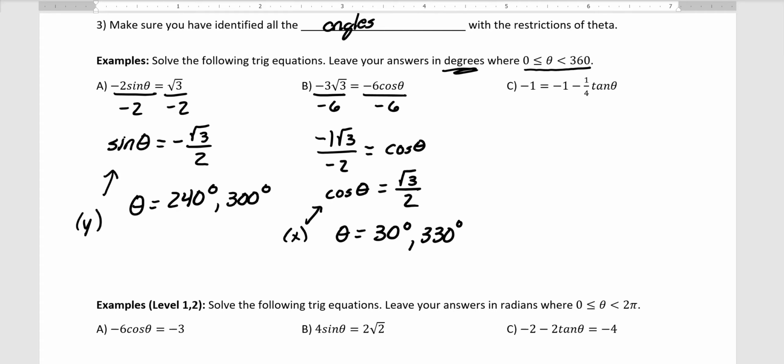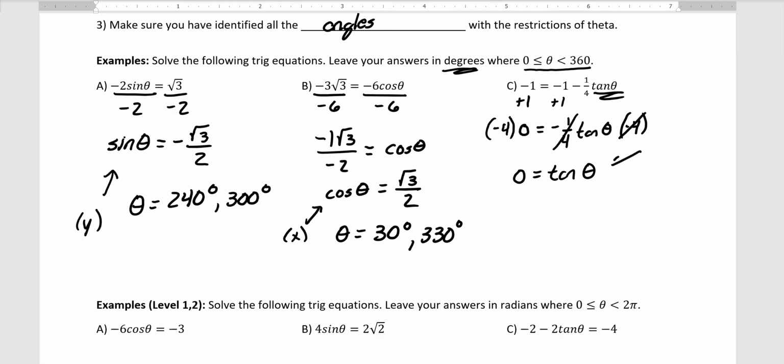All right, letter C. This time we're going to go for tangent of theta. I would need to add 1 to both sides. When I do that, I would get 0 equals -1/4 tangent of theta. Multiply both sides by -4, I suppose, to get rid of the fraction here. So -4 times 0 is just 0. So 0 equals tangent of theta.